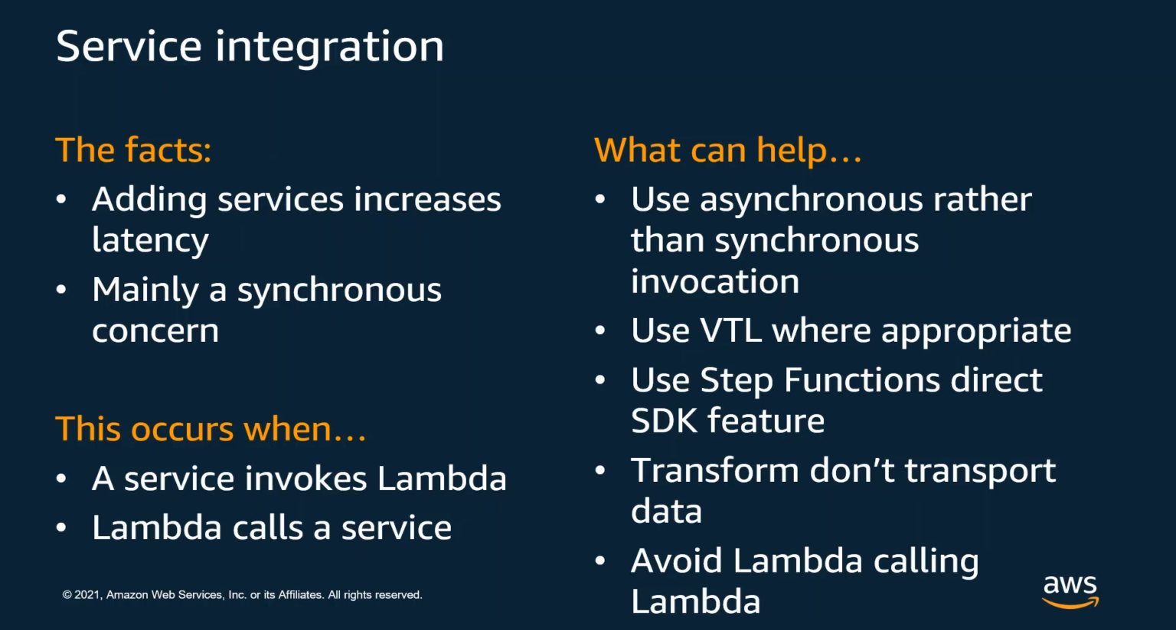You can also use VTL with API Gateway for direct service integrations, and also the new Step Functions SDK feature, which is really awesome and allows you to run any SDK call from within a Step Functions task without having to run it in a Lambda function. Again, use Lambda to transform, not transport. And avoid Lambda functions calling other Lambda functions synchronously, which causes a long wait time, increasing the overall time and cost.